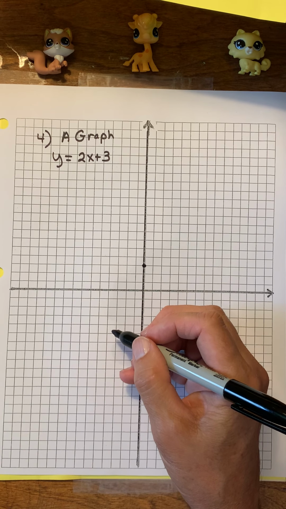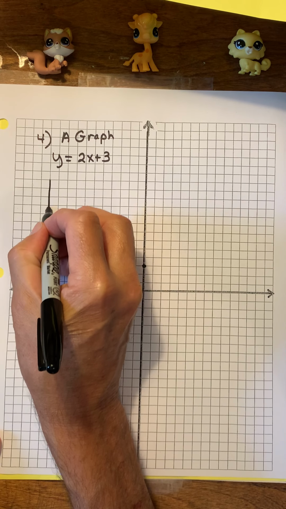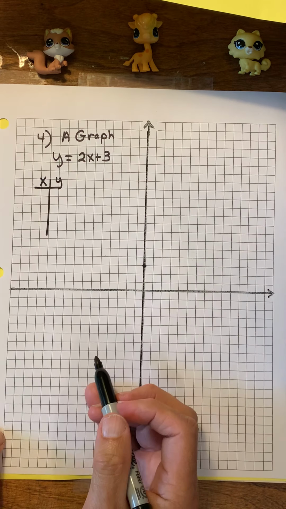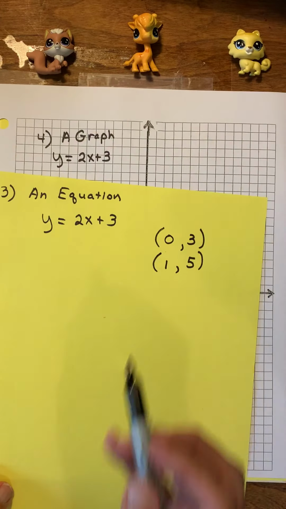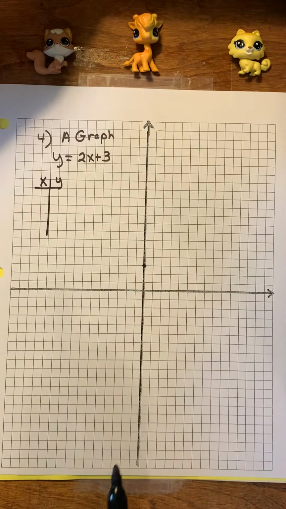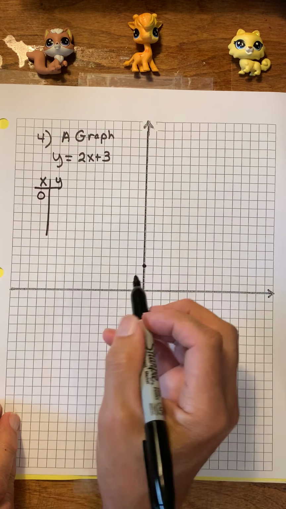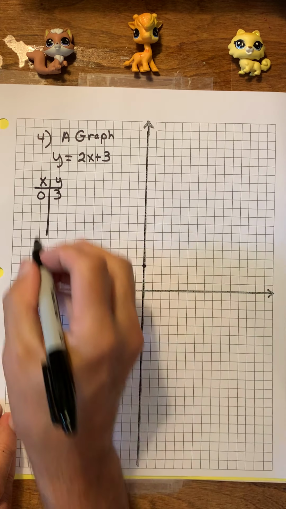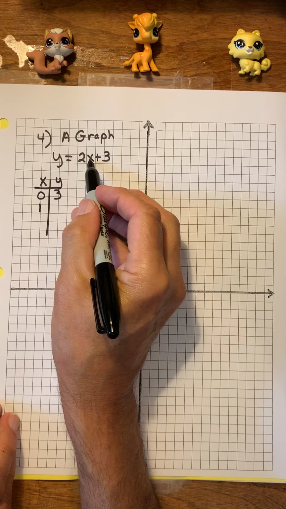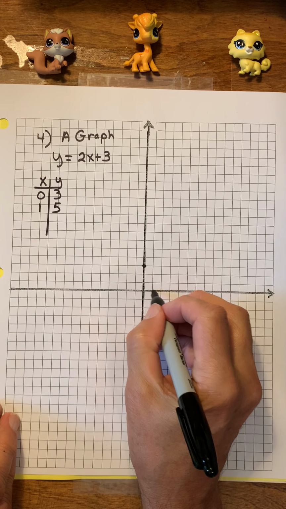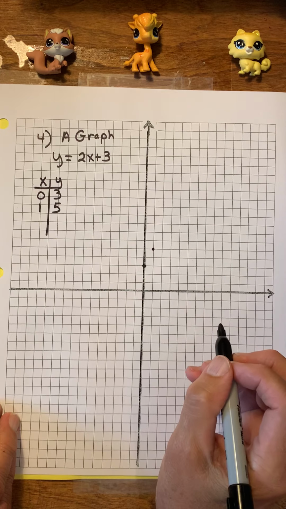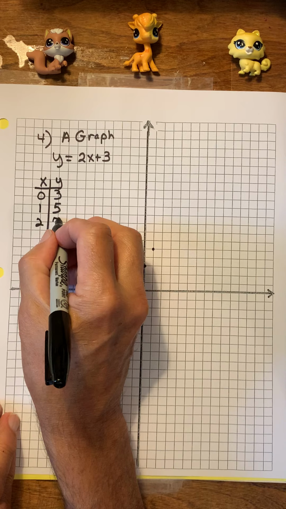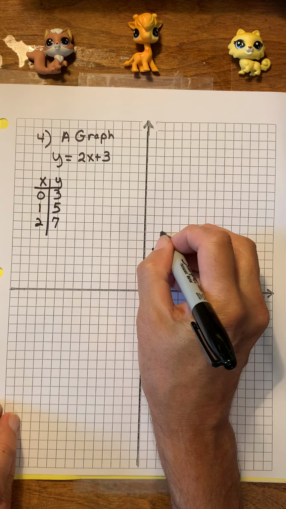But I might be wise to find some ordered pairs, x's and y's. Just what we did here. Pick an x, find a y. So I'm going to pick an x, 0. 2 times 0 is 0, plus 3 is 3. No surprise, that's our y-intercept. 1: 2 times 1 is 2, plus 3 is 5. The point (1, 5) is one of my points. 2 times 2 is 4, plus 3 is 7. (2, 7) is my point.